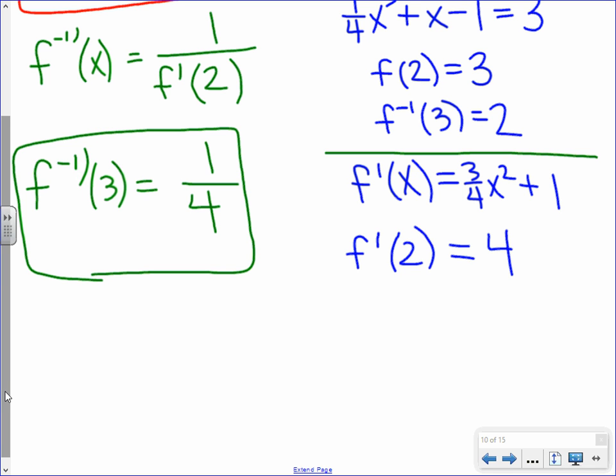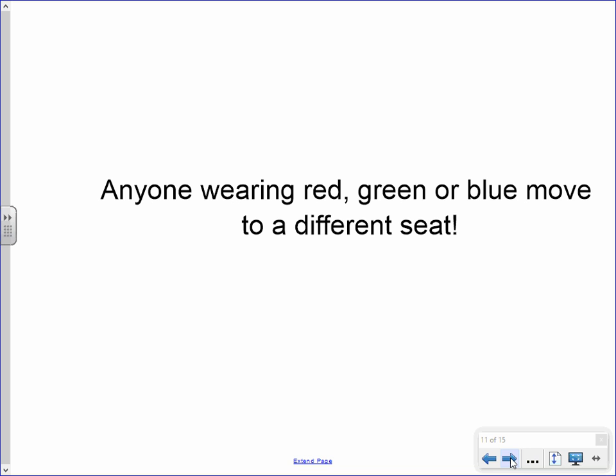Okay. I think we should do another problem. What do you think? Yes? Yeah? Okay, but before we do that, anyone wearing red, green, or blue has to move to a different seat. You're wearing all of them. You're wearing red and blue. New pod.